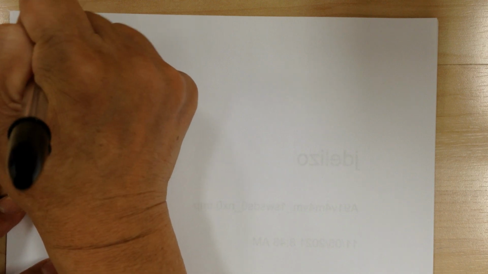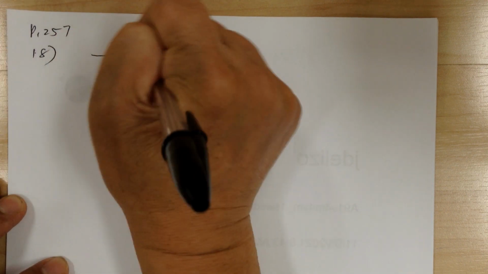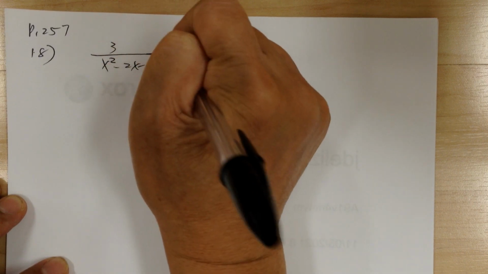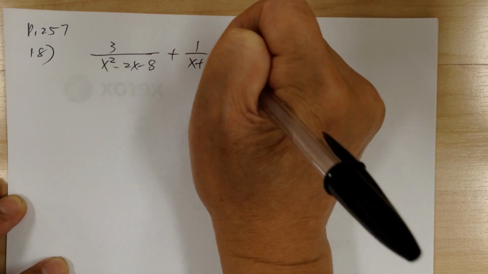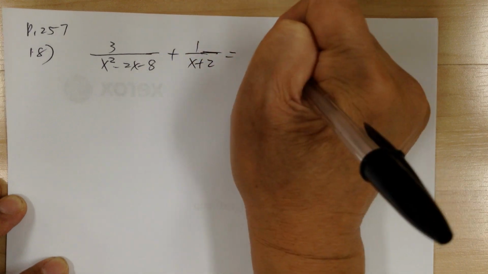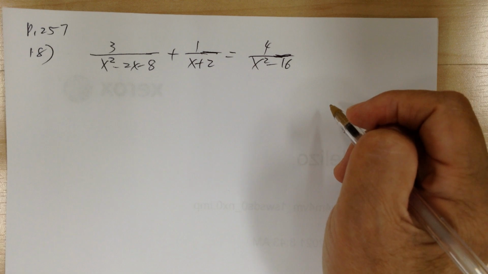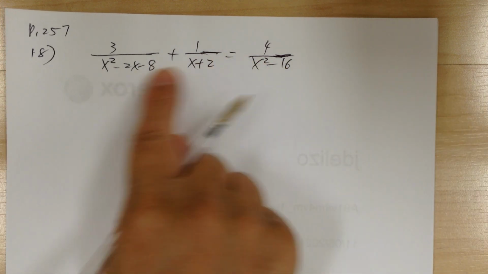Okay, number 18. You have 3 over x squared minus 2x minus 8 plus 1 over x plus 2 equal to 4 over x squared minus 16. So first we need to go and factor all these.